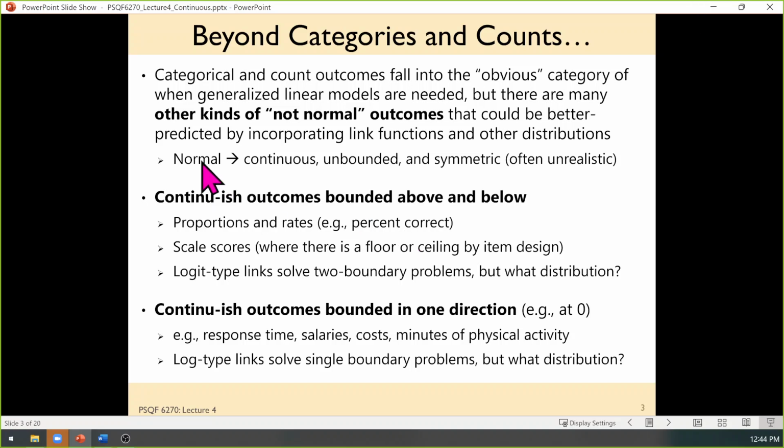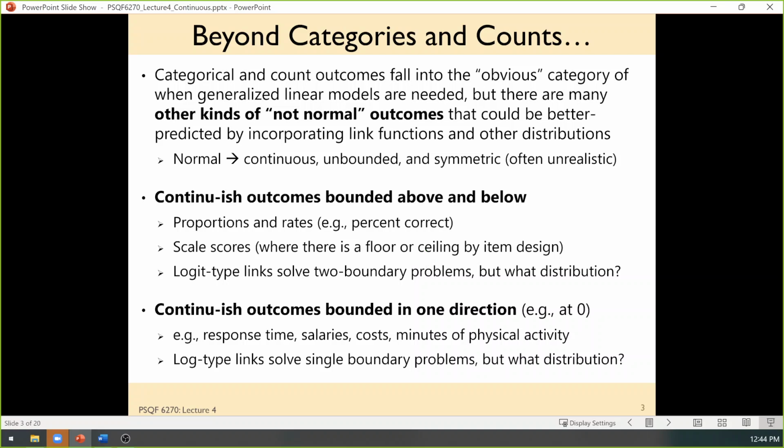So now we're talking about what I would call continuish outcomes. So outcomes that are numbers. They could be normally distributed, but they may not be. And we would like to think that they're continuous, that they don't have boundaries, but that is rarely going to be the case. So one example: something like proportion correct on an exam.